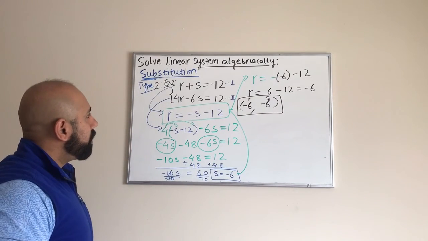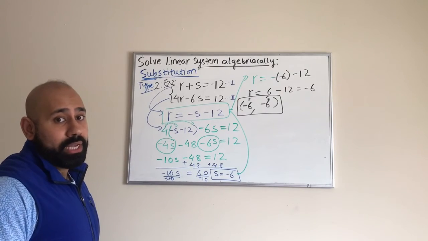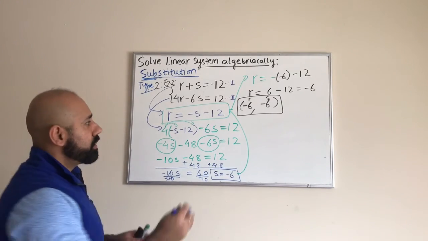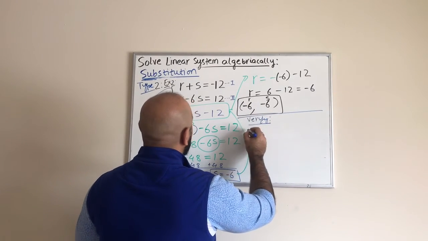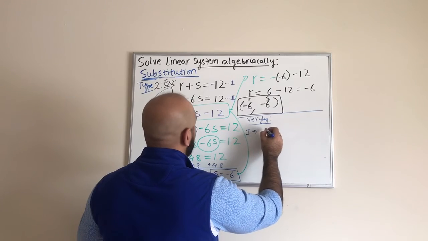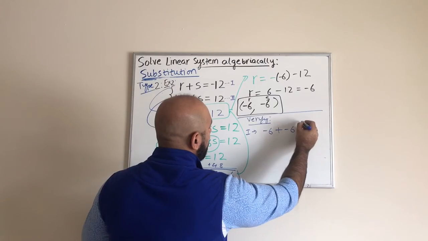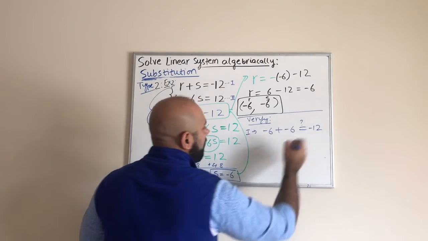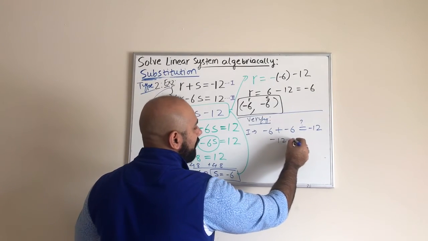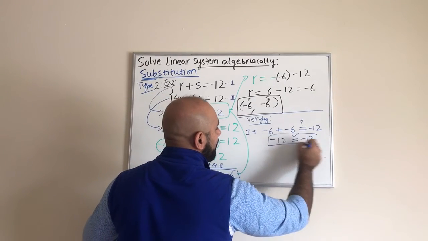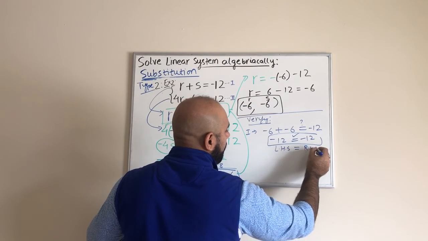So we are actually done with solving the system, but let us also convince ourselves by verifying whether this solution actually satisfies both the equations. So to verify, let us start with equation 1. In equation 1, you have r plus s is negative 12, so negative 6 plus negative 6, and I'm going to put a question mark because we are verifying. But we know negative 6 and negative 6 adds up to negative 12, so this satisfies. The left hand side equals the right hand side.